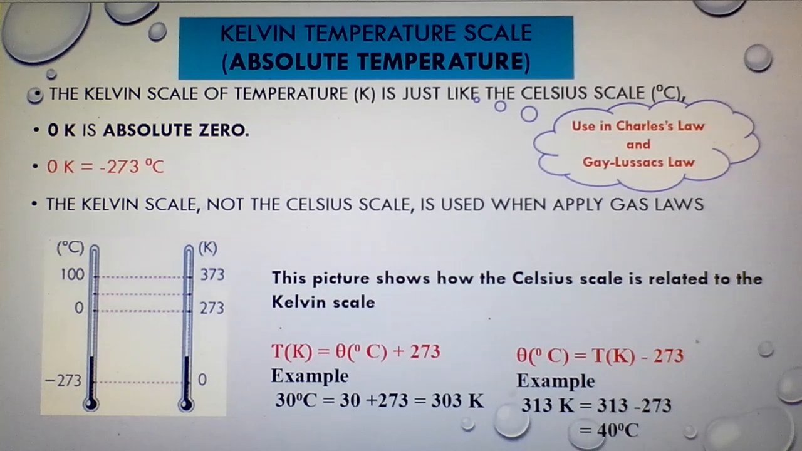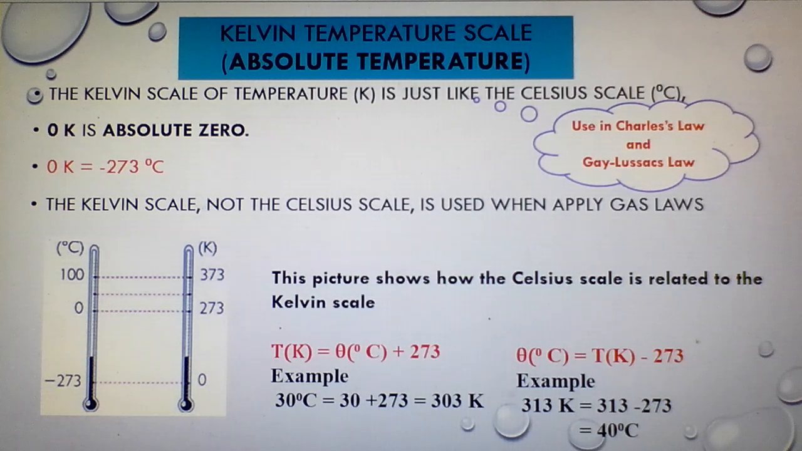Okay, before we discuss Charles's Law, we want to discuss absolute temperature. What is absolute temperature? The temperature measured in the Kelvin scale. We call it absolute temperature. So the Kelvin scale of temperature, K, is just like the Celsius scale. 0 Kelvin is absolute zero. 0 Kelvin is equivalent to negative 273 degrees Celsius. This was determined from the experiment that we will discuss later.